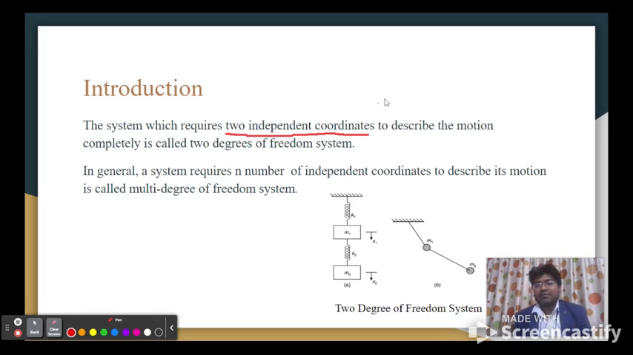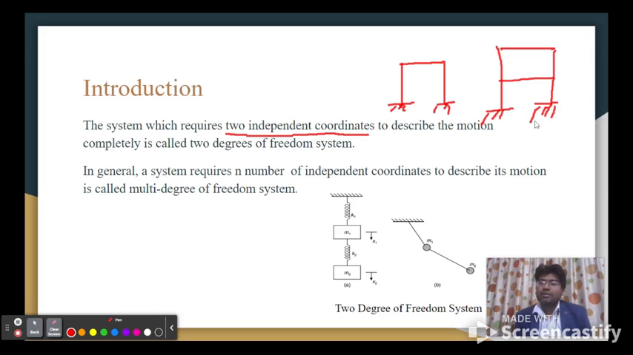For instance, a single-story building will be a single degree of freedom system. In today's lecture we are going for a two-story building for the analysis or governing equation of free body diagram. We will be dealing with the two-story building.